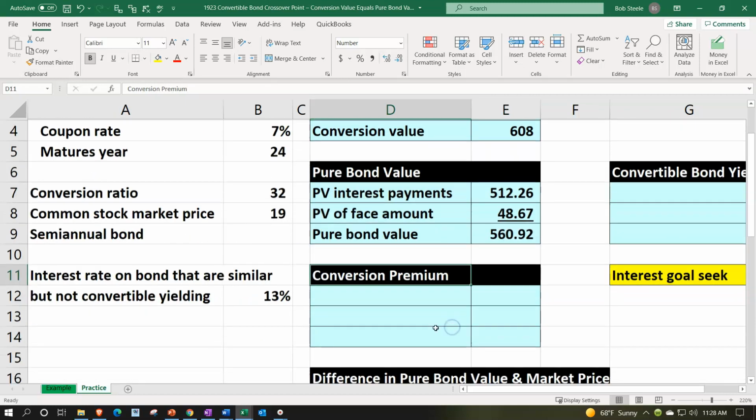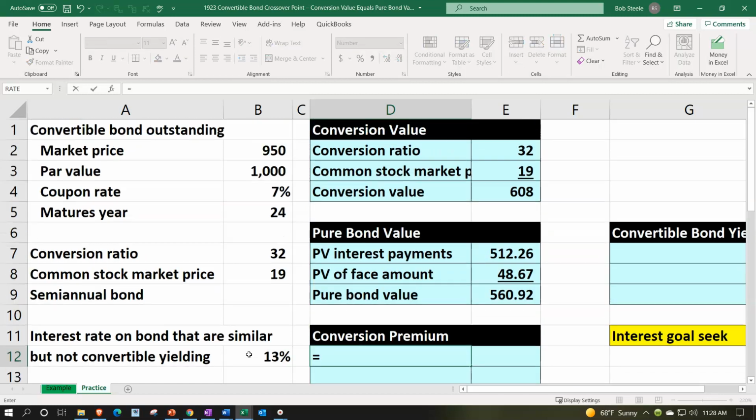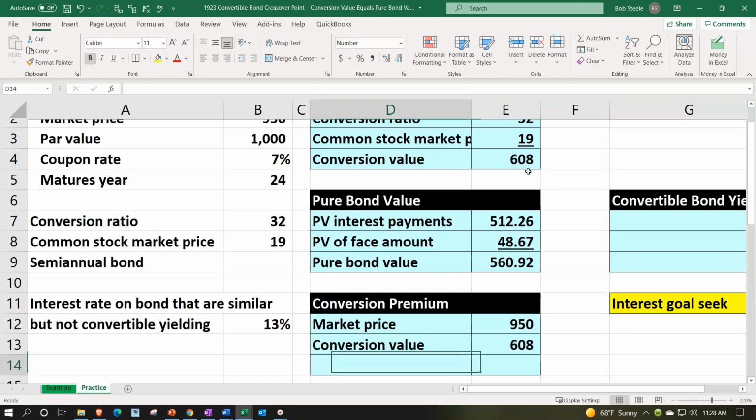So now let's look at the conversion premium, comparing the price to what we calculated the value of the stock to be if we were to convert them to the stocks. So for that, we're going to take the bond market price, what the bond is currently selling for, which is the 950, compared to what we calculated the value of the stocks to be if they were to be converted at the 608.